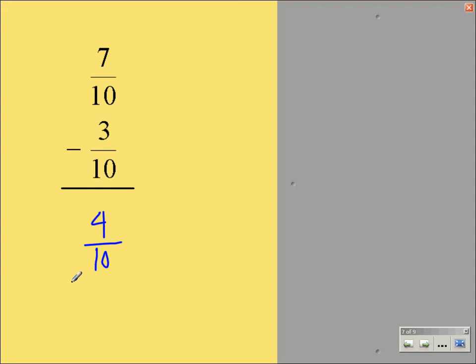Now, because of the 4/10 and them both being even, we're going to divide by a fraction of 1. In this case, it's going to be 2 over 2, so that we can fully simplify our answer. 4 divided by 2 is 2, and 10 divided by 2 is 5. So now this is fully simplified, and that is the answer to this particular problem.